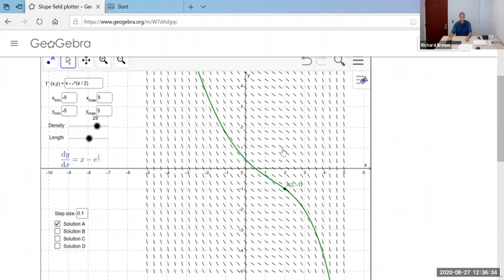Our particular thing had a slope field here at 2 and 1. And at 2 and 1, you can see that it's negative. It's a little less than 1 down. So it's around minus 0.718. So you get some sense for what's going on.